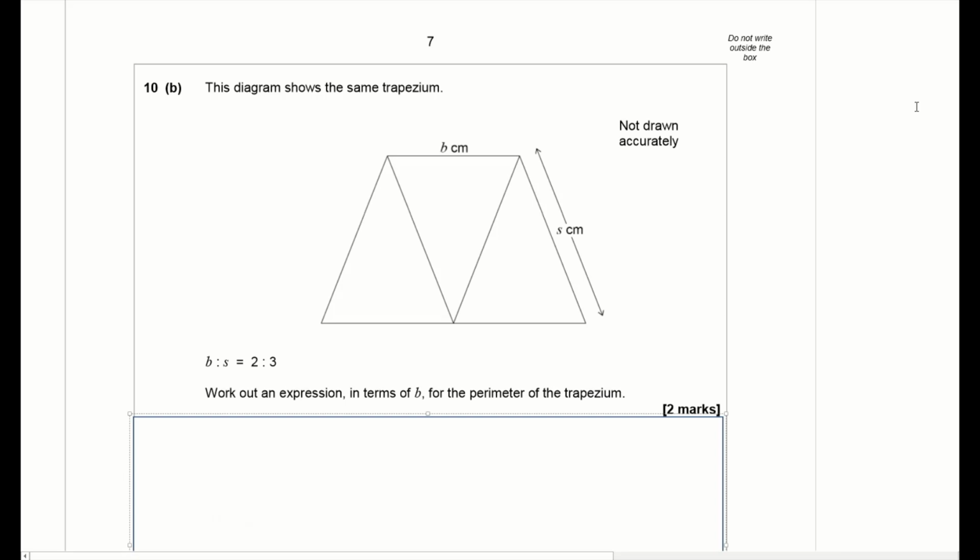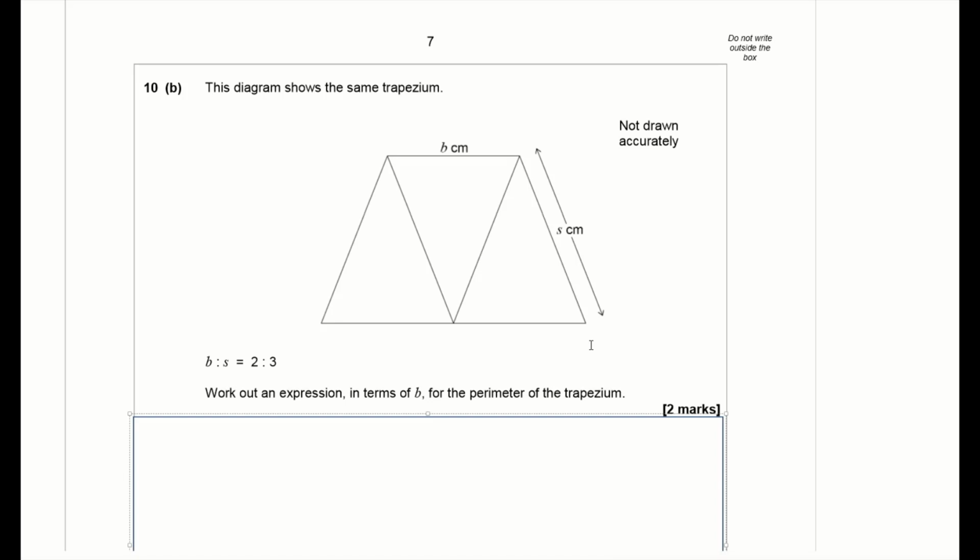Question 10b. This diagram shows the same trapezium. Now notice in this particular question that they've also added the side slant length here of s this time. We've still got the same length b though. We're also told that the ratio b to s is 2 to 3. We need to work out an expression in terms of b for the perimeter of the trapezium. So they want the distance all the way around the outside. They also want this expression to only contain the term b.